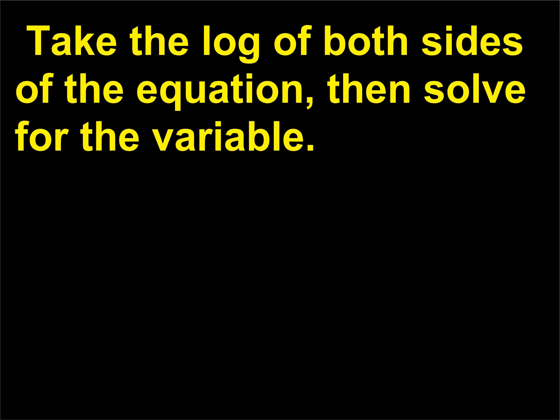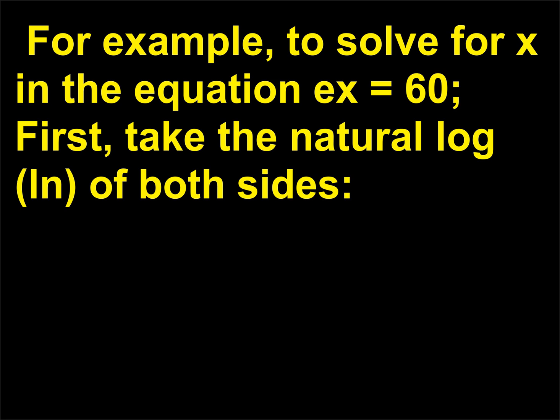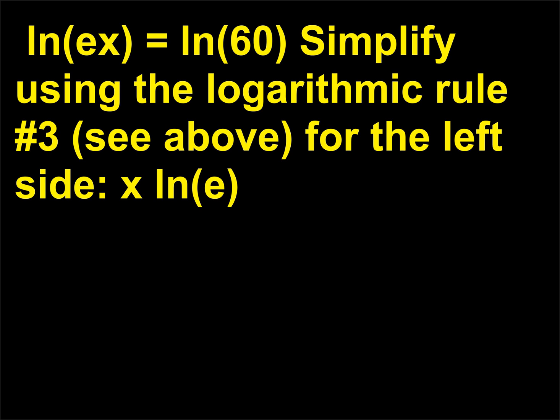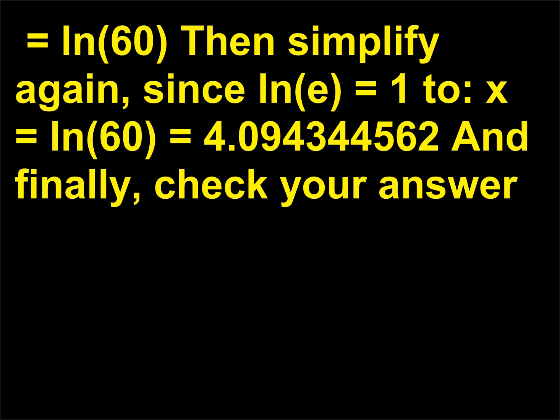For example, to solve for x in the equation e^x equals 60, first, take the natural log, ln, of both sides. ln e^x equals ln 60. Simplify using the logarithmic rule number 3, see above, for the left side, x ln e equals ln 60. Then simplify again, since ln e equals 1, to x equals ln 60, equals 4.09434562, and finally, check your answer.